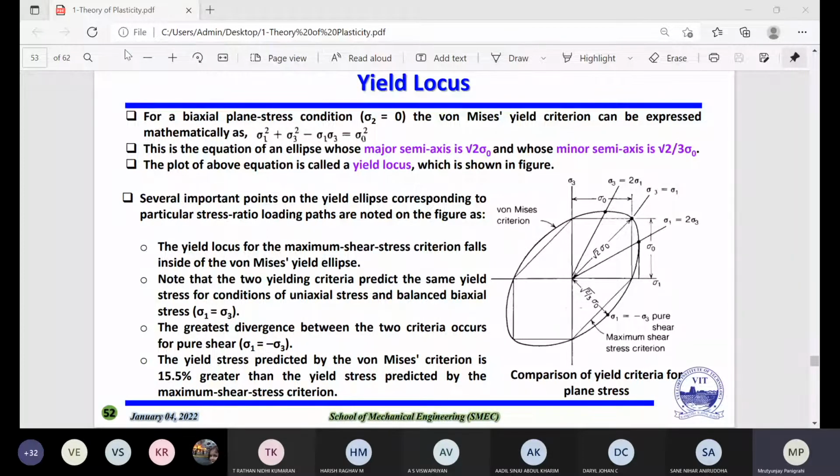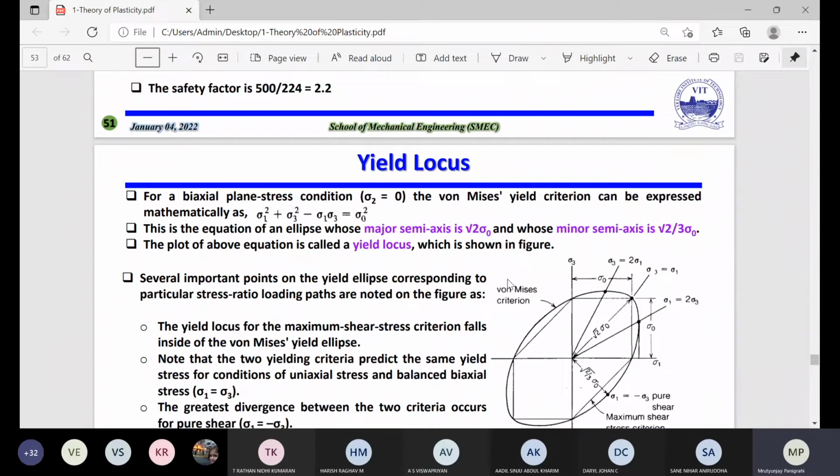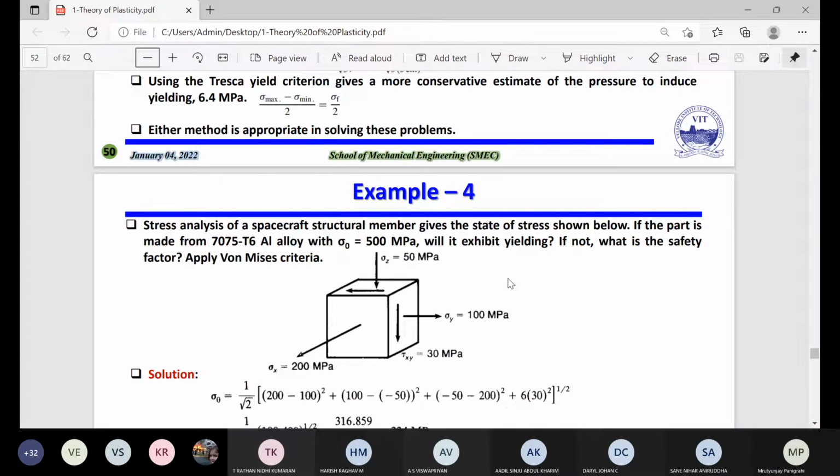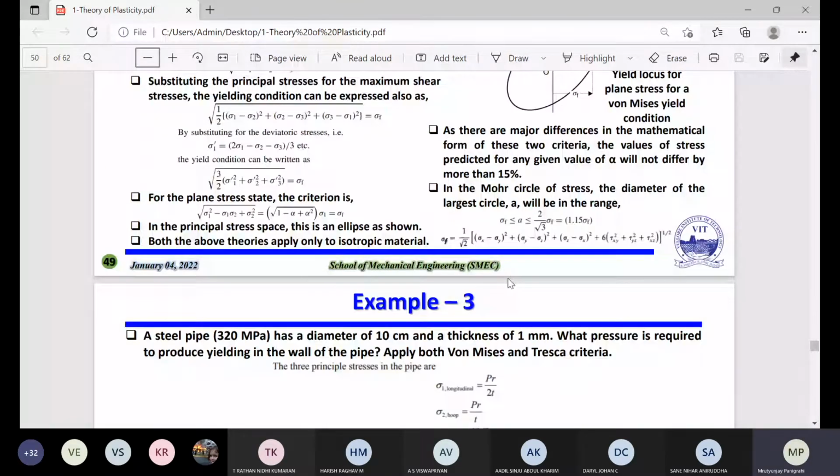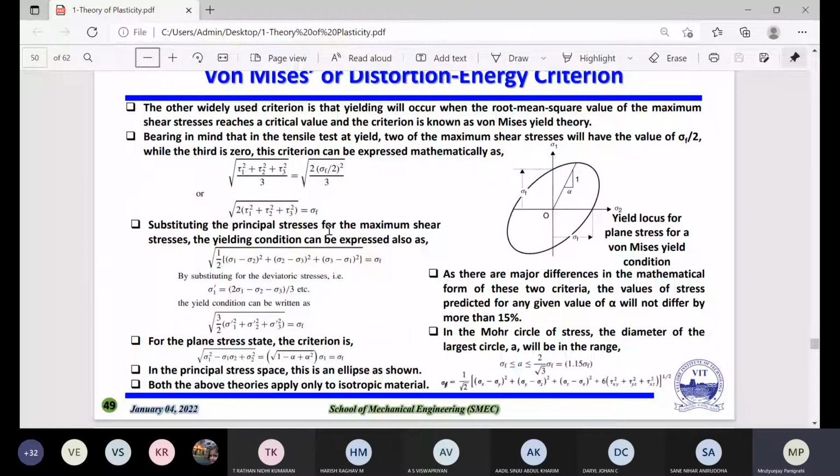Based on numerical two, that is the equation we derived: root over 1 by 2 into (sigma 1 minus sigma 2) square plus (sigma 2 minus sigma 3) square. But here, if you have the shear stress, I think you can go back. Okay, so this slide I think we have covered. If you want to include the shear stress, you have 1 by root 2, which I just converted, times (sigma x minus sigma y) square plus (sigma y minus sigma z) square plus (sigma z minus sigma x) square plus 6 into (tau xy square plus tau yz square plus tau xz square). Okay, so this is the equation.